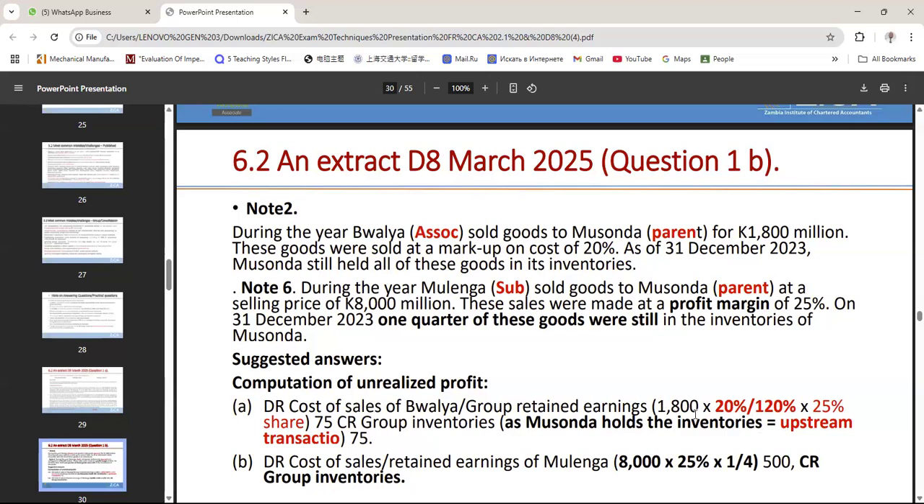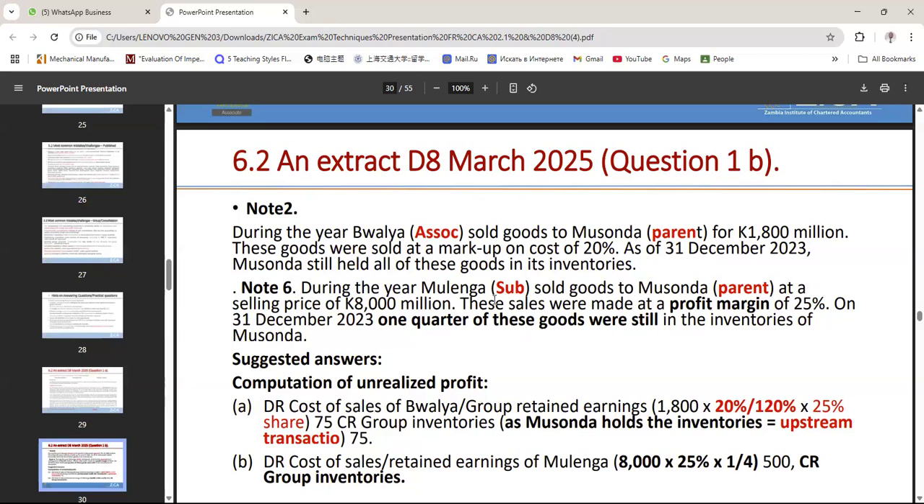If an associate comes and they test you on unrealized profit, there are 3 things they will test you. One, if they give you a markup, change markup to margin. Then compute in respect of unsold. Apart from that, you have to know you get a group share. Then if it's upstream, where the associate is selling to the parent or investor, you debit retained earnings, then you credit inventory. But if it's downstream, what does it mean? Where the investor or parent is selling to an associate, instead of crediting inventory, you credit investment in associate. This is very, very important.